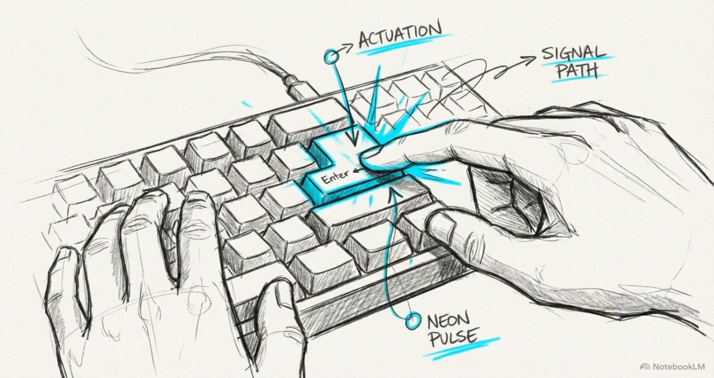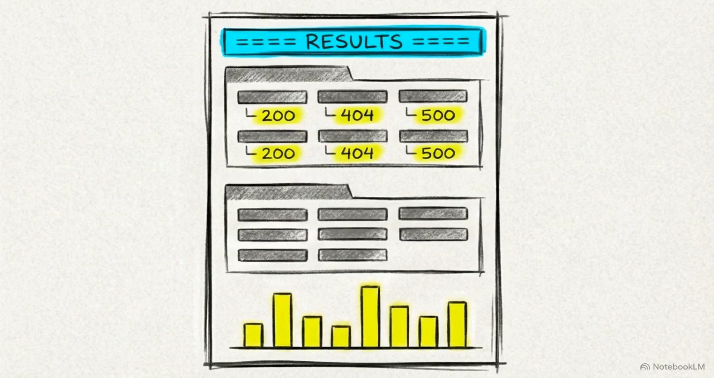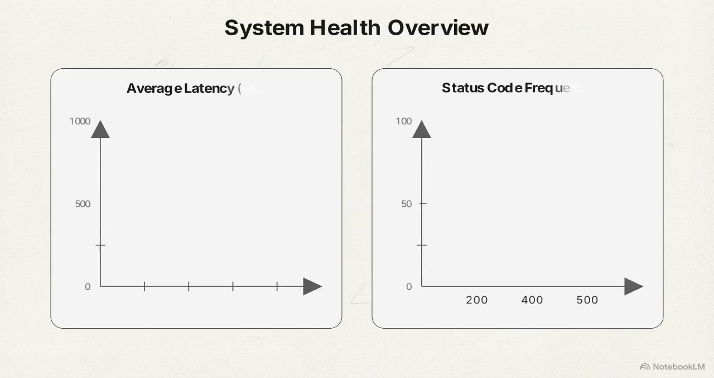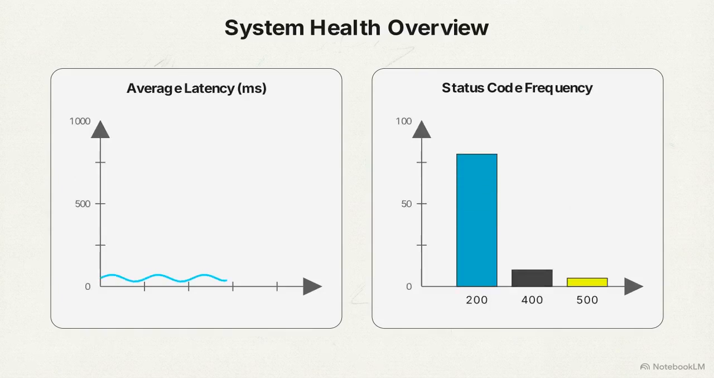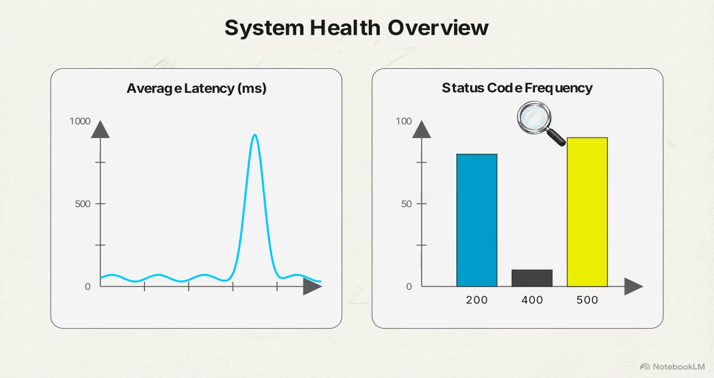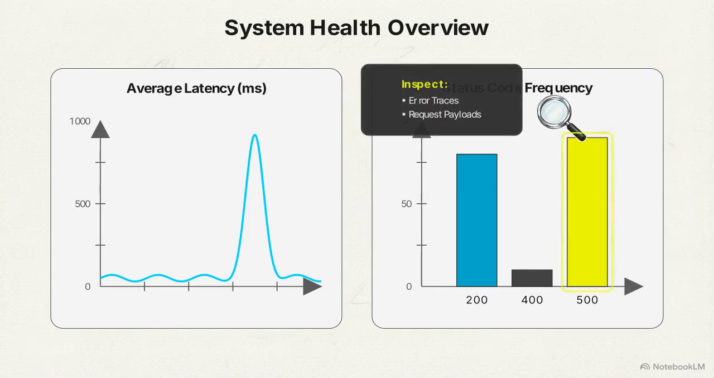Save your work, open your terminal, and run the script. The script executes instantly. You see the total request count, the precise average latency, and a sorted breakdown of status codes recorded in the archive. This output provides a high-level view of the system's health. You can see if latency is spiking or if 500-level errors are frequent, pointing you toward the specific areas that require a deeper look into error traces or request payloads.